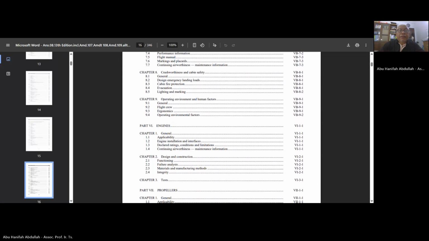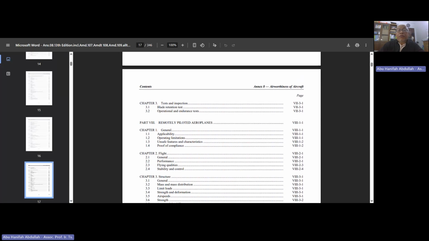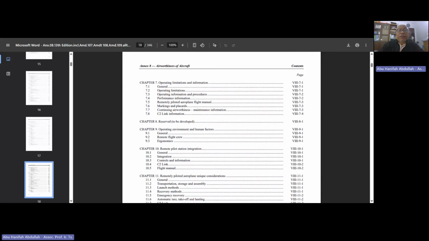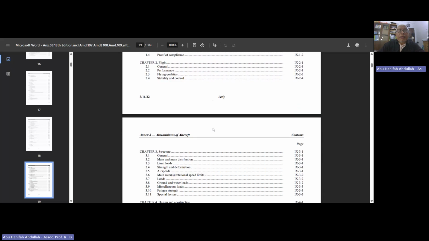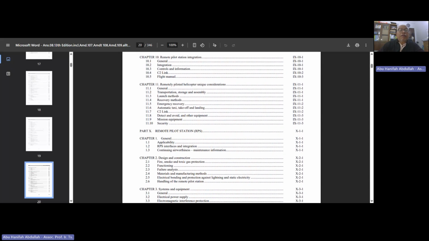Part 6 is engine, part 7 is propeller, and this is the new part 8, remote pilot aeroplane, which will be effective from 26 November 2026. This is part 9, remote pilot helicopters, and part 10, which is remote pilot stations. Each remote pilot aeroplane and remote pilot helicopter should have a remote pilot station, so they have to be together. A remote pilot station is, in layman's terms, a cockpit on the ground, and the remote pilot aeroplane or helicopter is manned from this remote pilot station on the ground.